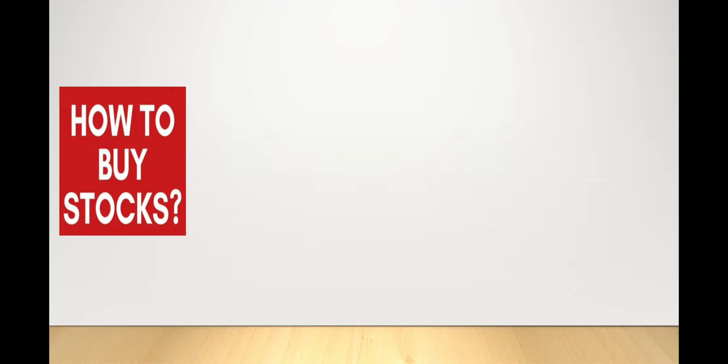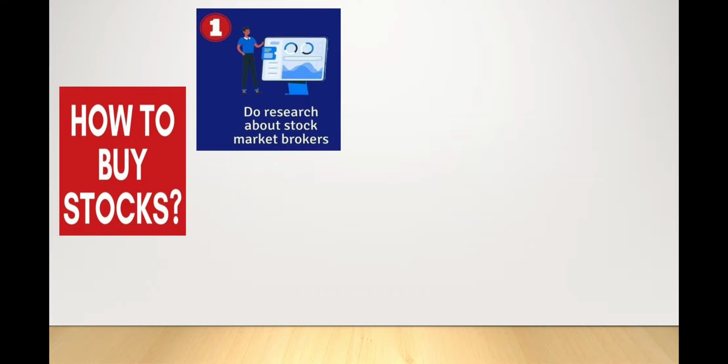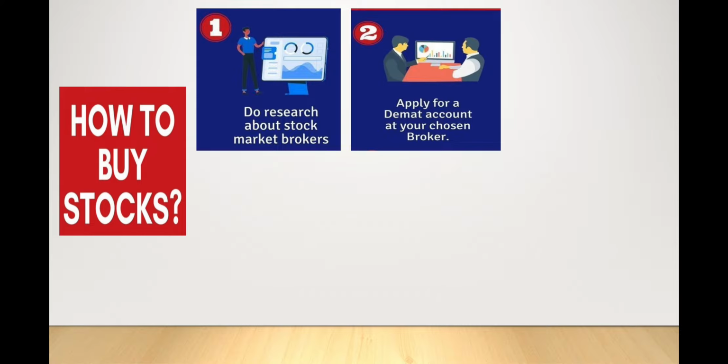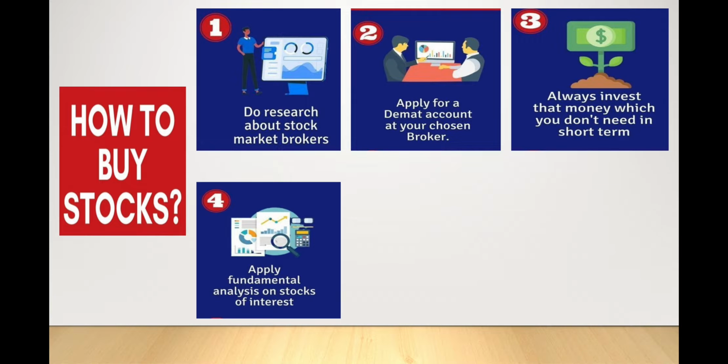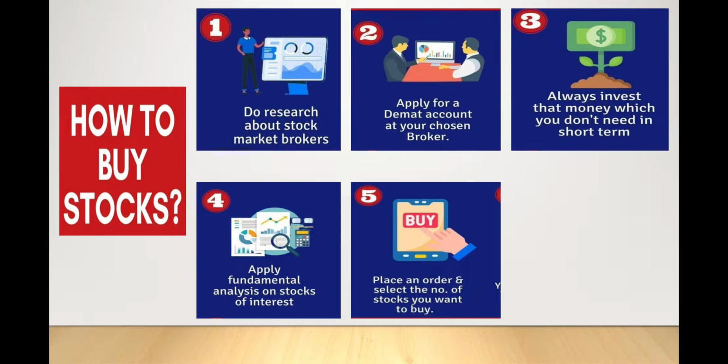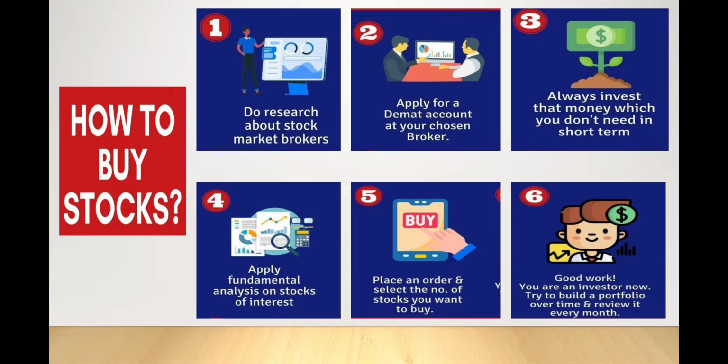Now, if you are interested to buy stocks in the future, these are the steps on how to buy stocks. The first one, do research about stock market brokers. Second, apply for a demo account at your chosen broker. Third, always invest that money which you don't need in the short term. Then fourth, apply fundamental analysis on stocks of interest. Fifth, place an order and select the number of stocks you want to buy. Then sixth, you are an investor now. Try to build a portfolio over time and review it every month to monitor your shares in that company.